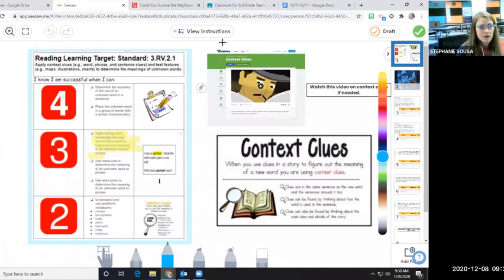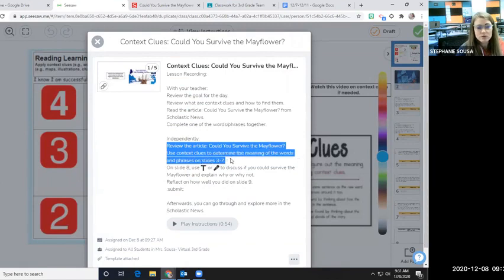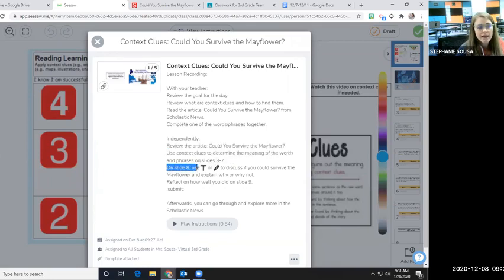Okay. Alrighty, let's look at our instructions for you. It says review the article, Could You Survive the Mayflower? Use context clues to determine the meaning of words and phrases on slides 3 through 7. On slide 8, use the typing or recording tool to discuss if you could survive the Mayflower and explain why or why not. Reflect on how well you did on slide 9 and then you will submit your work.